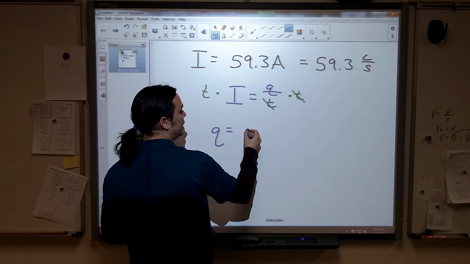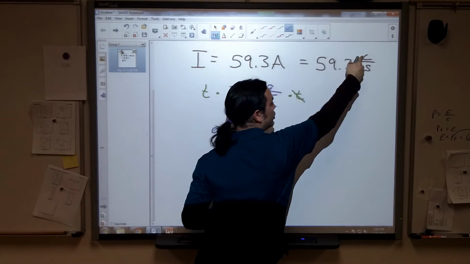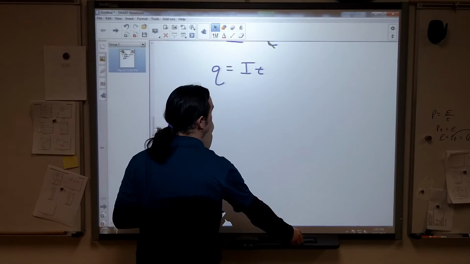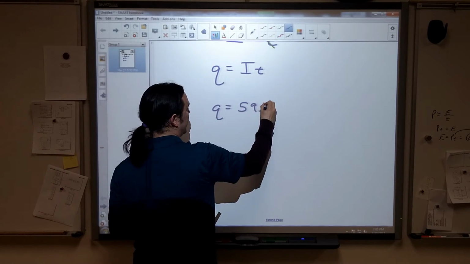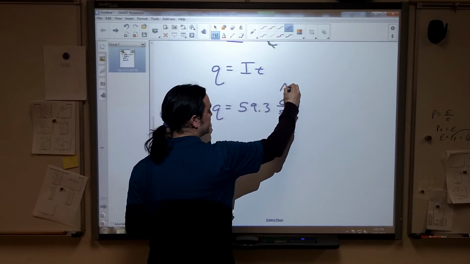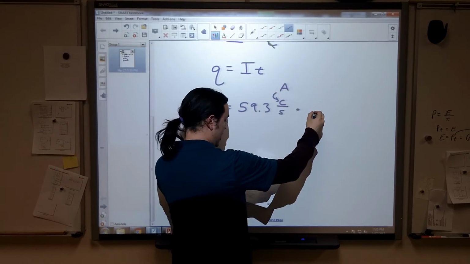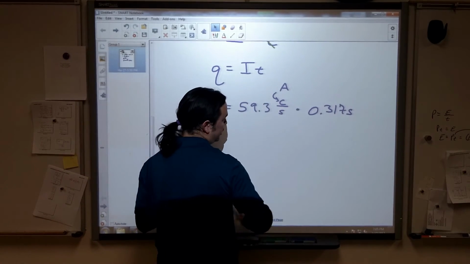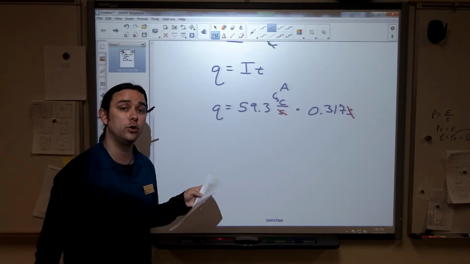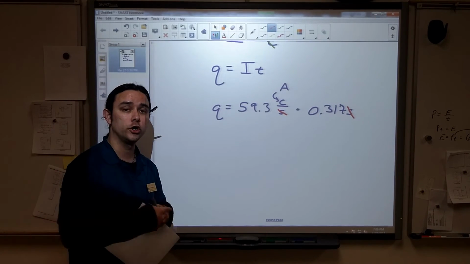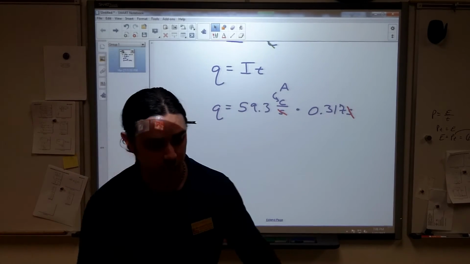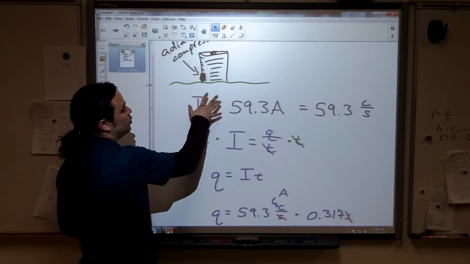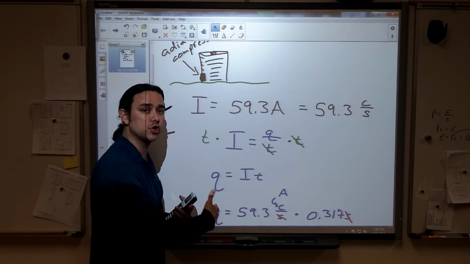Q, our charge, will be equal to our current, which is in coulombs per second, times the time in seconds. We'll get the following: Q equals 59.3 coulombs per second, this is an amp, times a time of 0.317 seconds. The seconds cancel out and we are left with coulombs. This will tell us how much charge goes by that point. Now I know we didn't necessarily do this exactly in class, but this is one of the things I want you all to understand: the relationships between what we're describing with current. It talks about how much charge is going by.